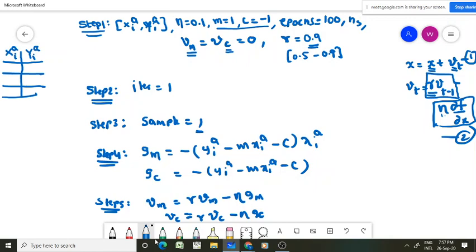Fine. So you have to update the velocity for the model parameter m and for the model parameter c. Vm equals gamma 0.9 times Vm, that is the previous velocity. What is the previous velocity? 0. Minus eta, which is 0.1 here, times Gm, which comes from here. Same thing for Vc: Vc equals gamma into this Vc, and Gc comes from here. Like that we are calculating the velocity. After calculating the velocity, we have to update our model parameters.